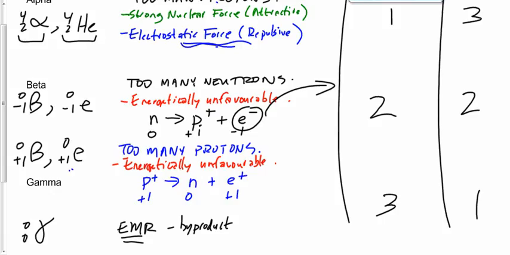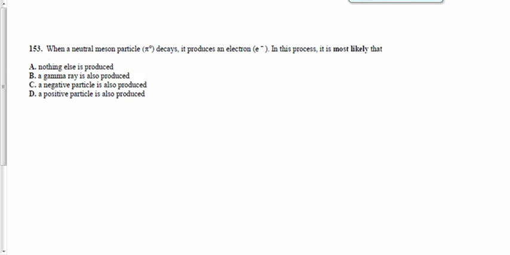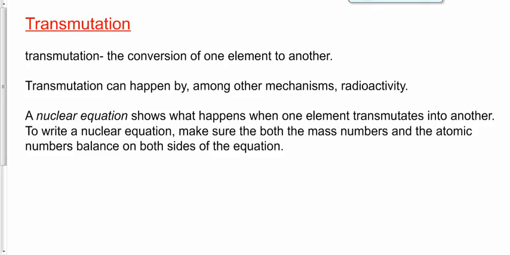All right. Today we're going to talk about not so much the types of radiation and how they're produced like we did yesterday and like we just reviewed here today. But today we're going to talk about the actual reactions that take place. We call it transmutation equations or transmutation reactions. Transmutation is a term that describes the conversion of one element to another.